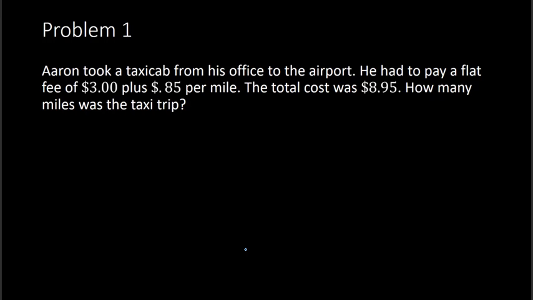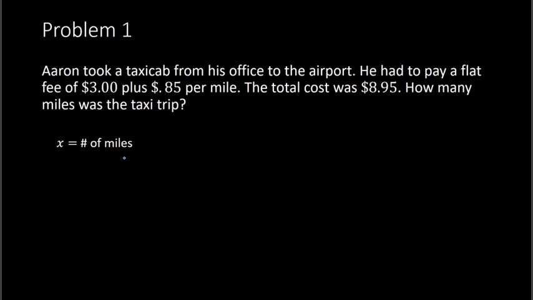So when you set up any equation, you want to begin with identifying what is your unknown. So what are you trying to find? Well, this question is asking for how many miles was the taxi trip. So the number of miles is your unknown, and we can let that be our variable. So x will equal the number of miles.